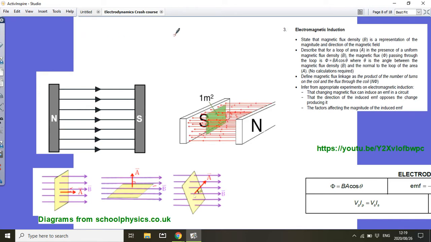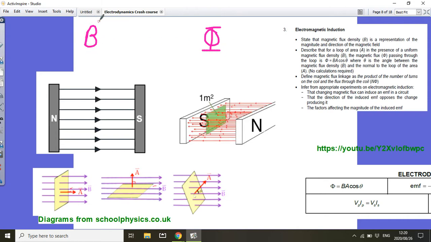So, if you look at electromagnetic induction, there's a few terms that you need to know and be familiar with before we can actually look at this chapter. So we're going to start by looking at what these things actually are. When we say B, what do we actually mean? And when we draw the symbol phi, what do we actually mean?